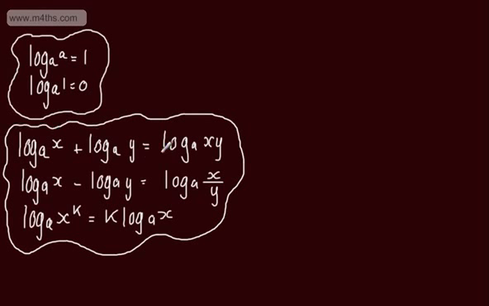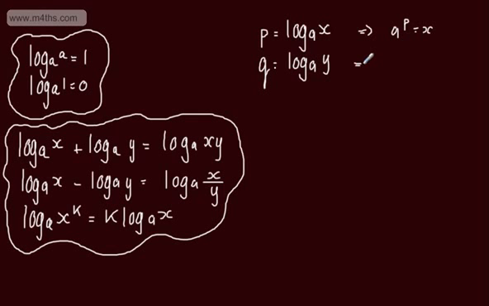Let's just look at these first two. What I'm going to say now is the following. I'm going to define log to the base a of x to be equal to some quantity p. So p is equal to log to the base a of x, and we say that q is equal to log to the base a of y. If we now write the exponential equivalent, we can say that a to the power of p is equal to x. If we write the exponential equivalent, we can say a to the power of q is equal to y.